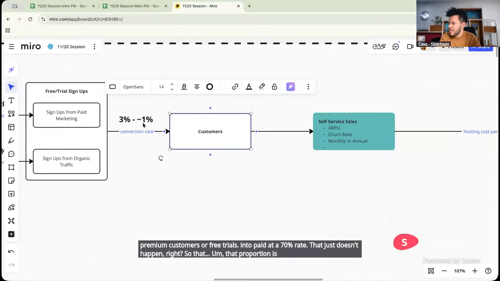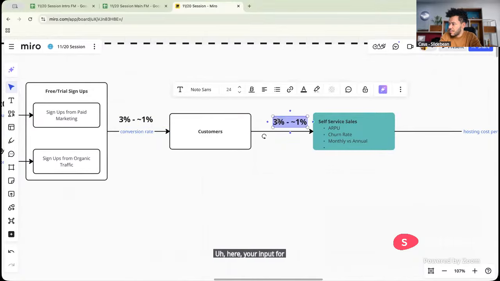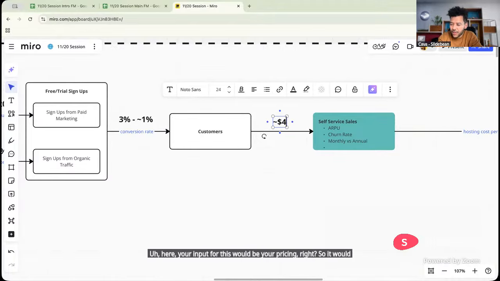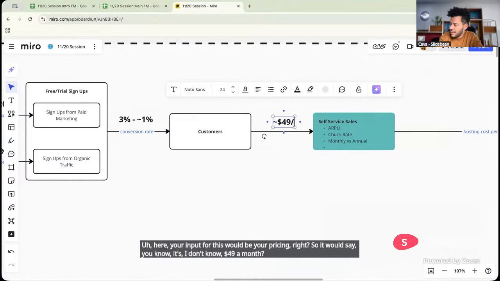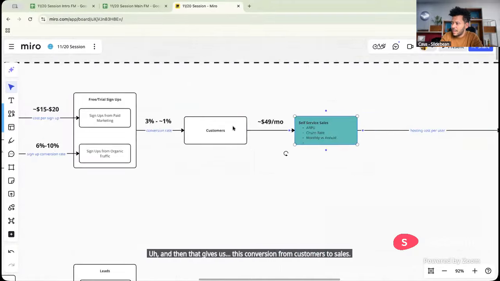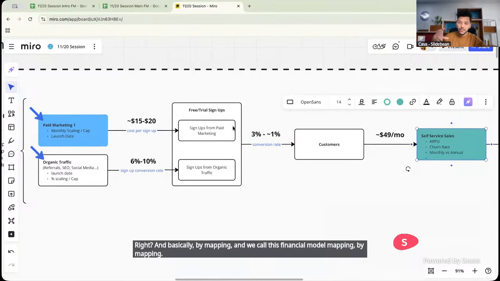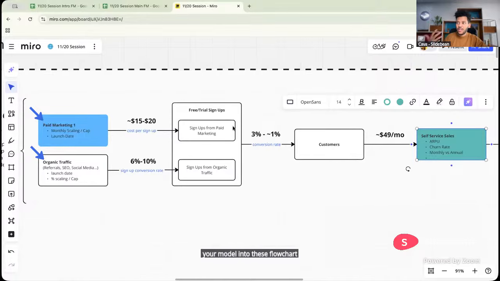And then we have customers. And then, of course, your input for this would be your pricing. So it would say, I don't know, 49 a month. And then that gives us this conversion from customers to sales. And basically by mapping, and we call this financial model mapping, by mapping your model into these flow charts, you can start to understand how your business could operate.